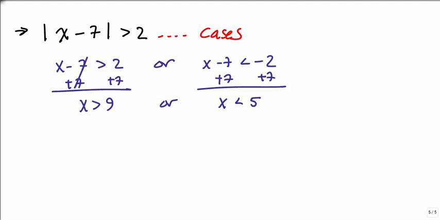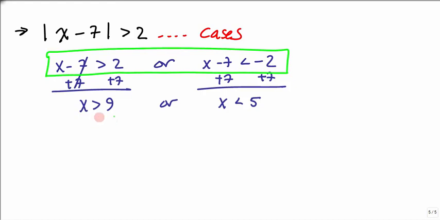So remember, if they're asking you to write out the cases, these are the cases. If they're asking you to solve, this is what we're looking at. So this is our set builder. If they want us to use interval notation, greater than 9 would be 9 to infinity. I use parentheses at the 9 because I don't have an equal. Union is my or. X less than 5 would be negative infinity to 5.